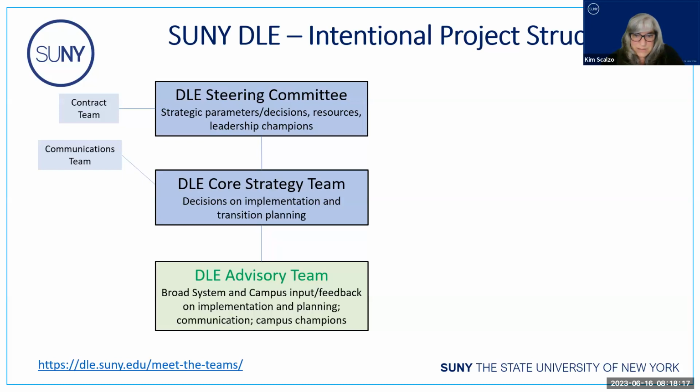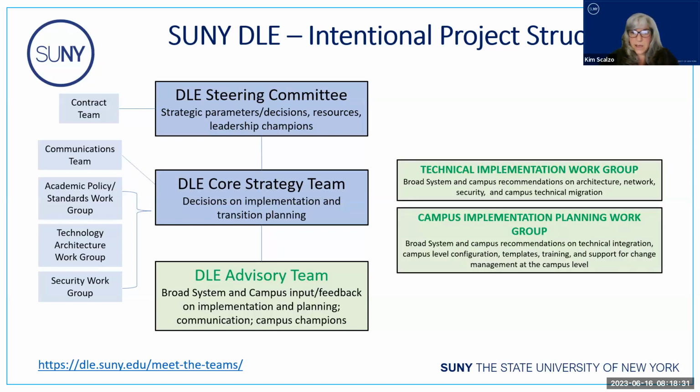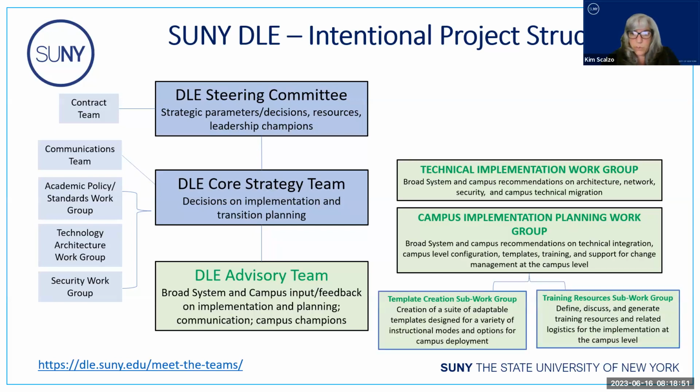The next set of teams were established to determine those academic and technical policies that we wanted to align with, and they were formed early in our implementation planning. Next, we formed the technical implementation work group and the campus implementation planning work group. And these 2 groups also intersected with the D2L implementation team, as it was necessary to make sure we had their expertise in the discussions and decisions these groups were recommending to the core strategy team. 2 offshoots of the campus implementation planning work group were the template creation sub work group and the training resources sub work group. Their charge was just as it reads.